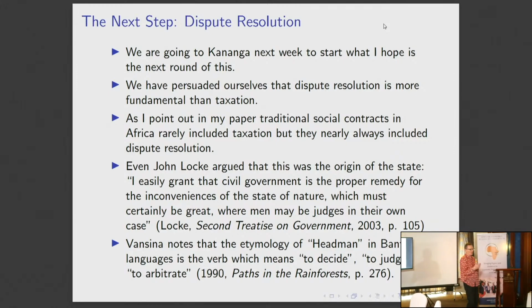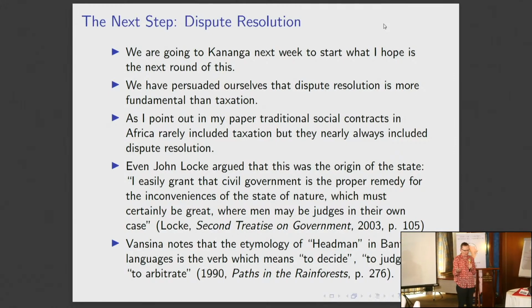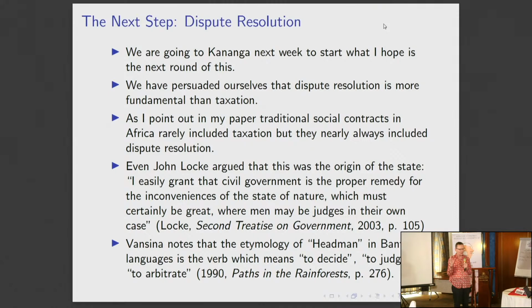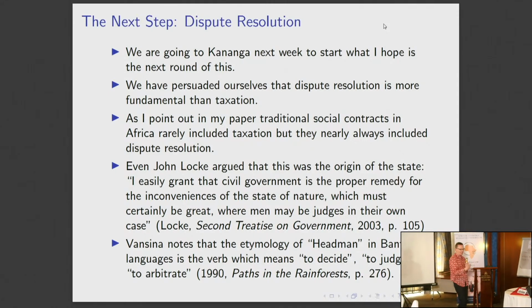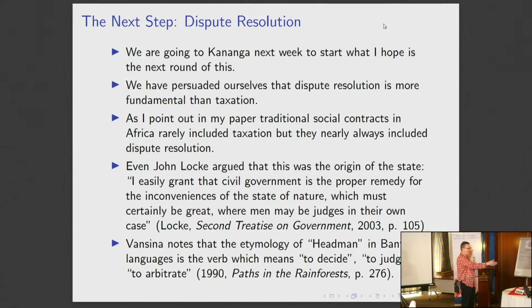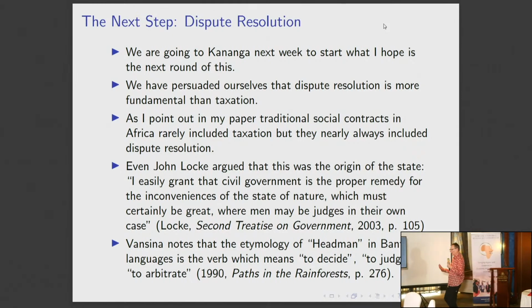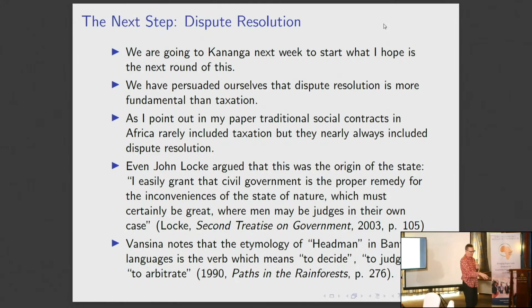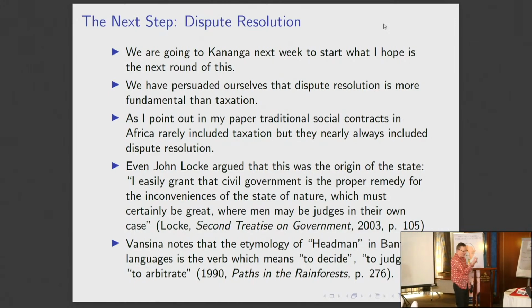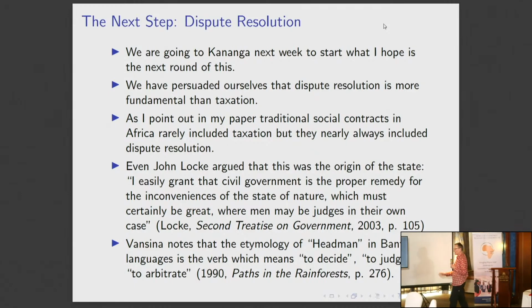So it's all about dispute resolution. He says, why do we need a government? He never mentions public goods. He says, well, if there's no government and Alex and I get into a dispute, we both have a vested interest in the outcome. He thinks he's right and I think I'm right. So you need a third party to come in, evaluate the evidence, and resolve this dispute in an objective way. So for Locke, dispute resolution was actually at the heart of state formation, not taxation.